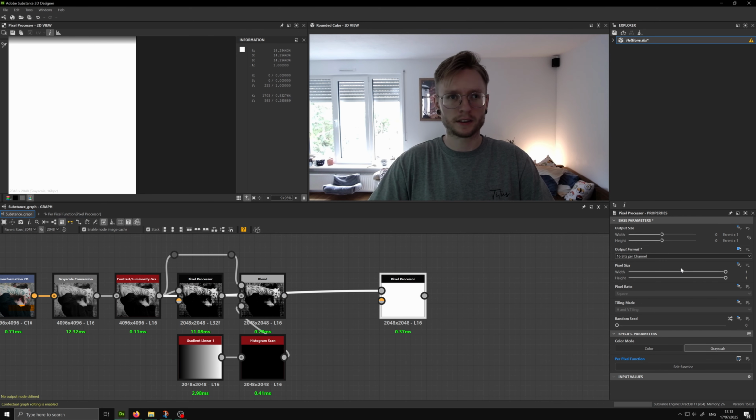Because if we're not doing this, you can see when I'm inspecting this now, we're always going to see just 1, because the values are there, but we cannot inspect them. So let's keep this to 32-bit.